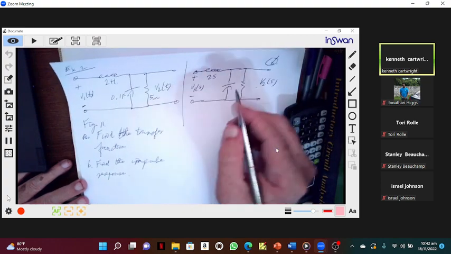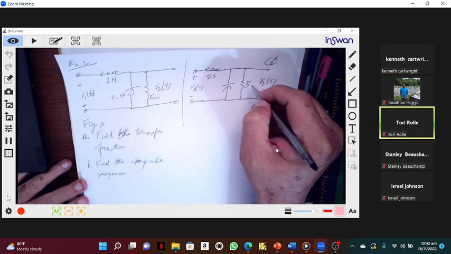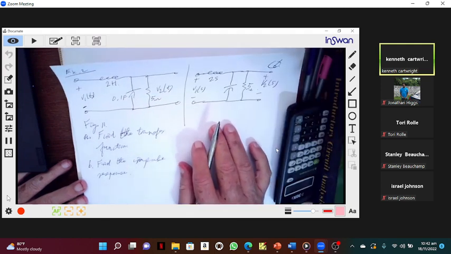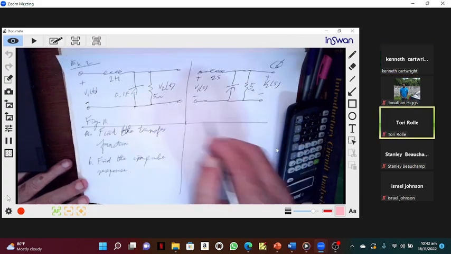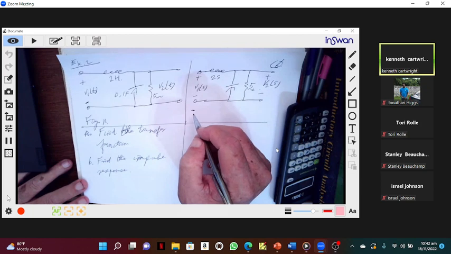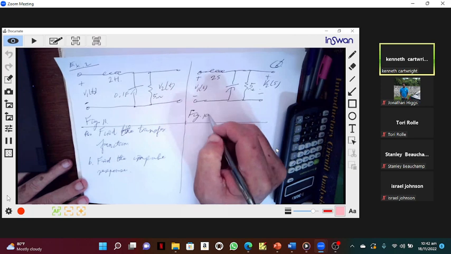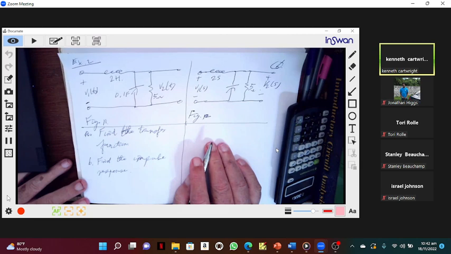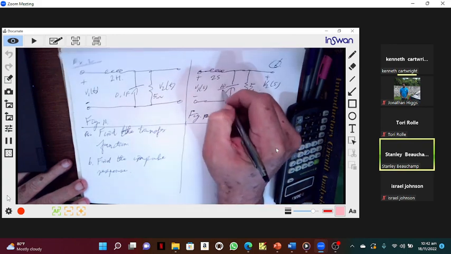What does capacitor become? 1 over SC. Which is how much? 1 over S. Really? Y'all can't even divide? Is that what y'all telling me? That's just 10 over S. Thank you very much.